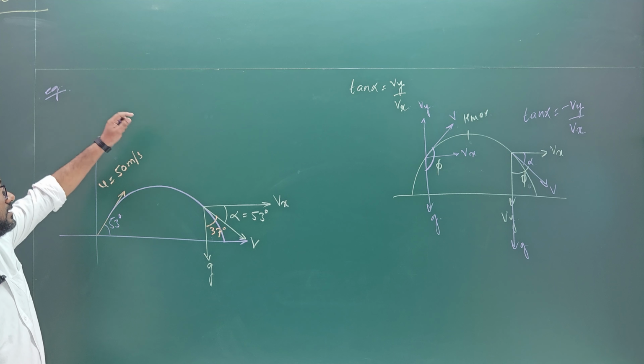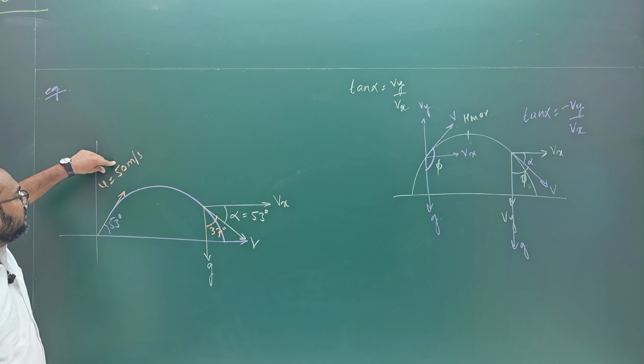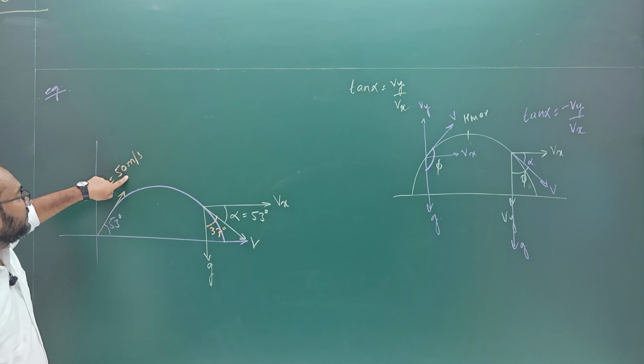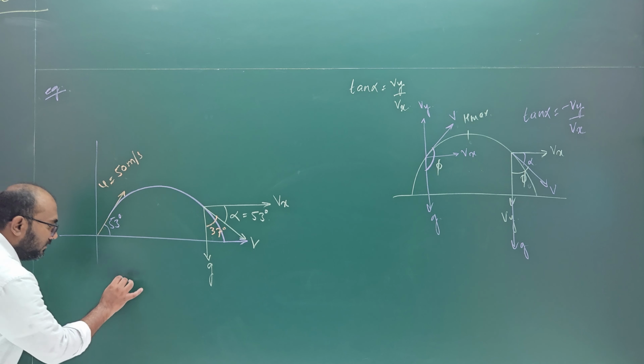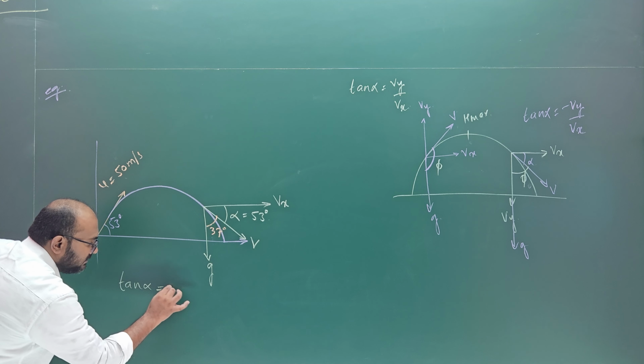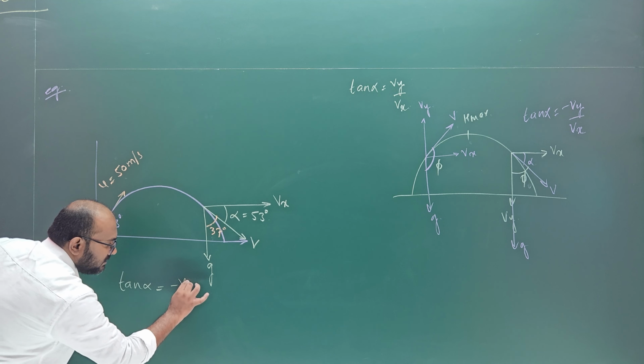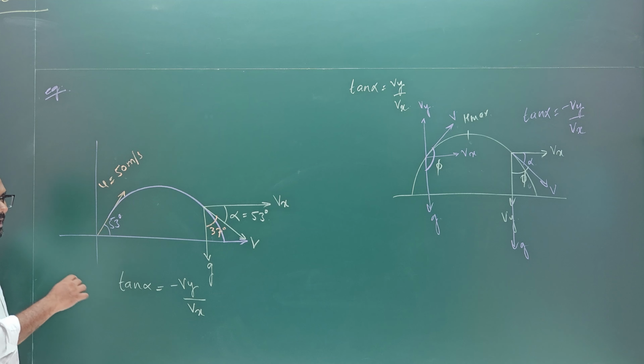So the question is now, an object is initially projected at 53 degree with velocity 50 meter per second. Find out the time period when the velocity vector and acceleration vector make an angle 37 degree. Got my point. Now all you need to use is tan alpha. Over here tan alpha is nothing but minus Vy upon Vx. Use this, substitute the value and tell me the answer for time period.